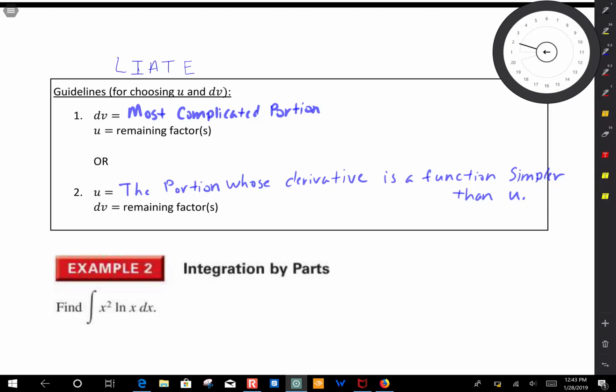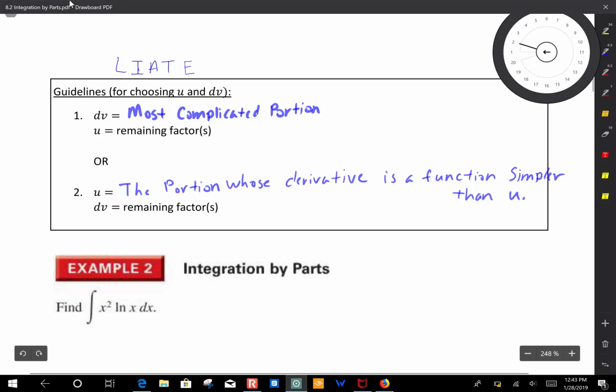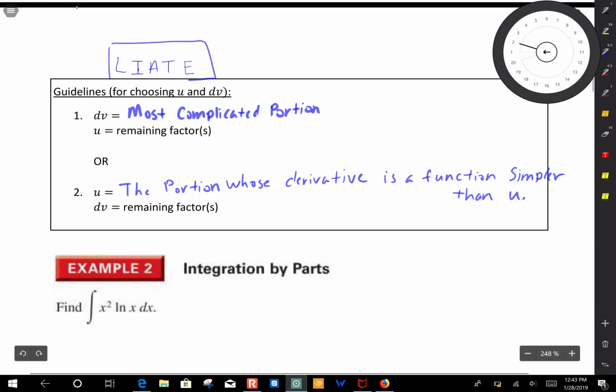So, number one, dv can be the most complicated portion of the integrand, and u is the remaining factors. Or u is the portion whose derivative is a function simpler than u, and dv is the remaining factors. That's why I go by this acronym. This helps me a lot because it takes care of these guidelines.